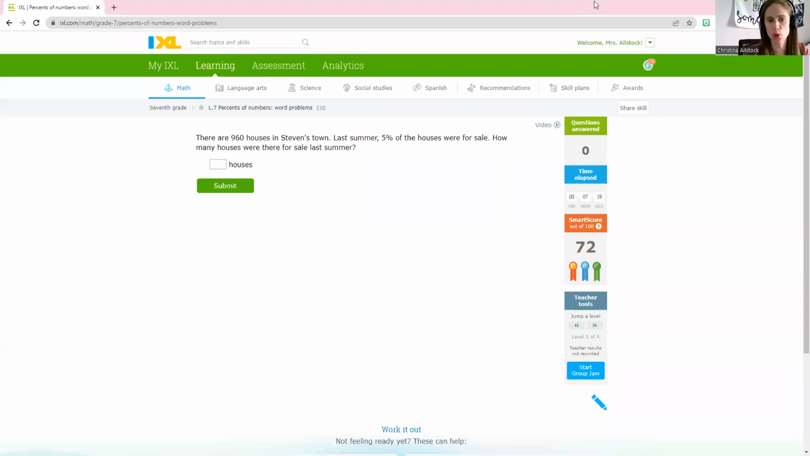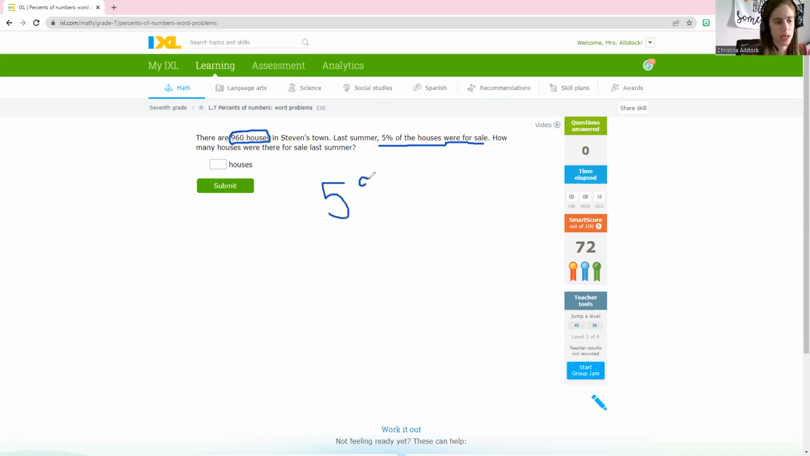All right, let's do one more example here together. And this is a really good one. It's a little different than others we've seen. Not much though. So there are 960 houses in Stephen's hometown. Last summer, 5% of the houses were for sale. How many houses were for sale last summer? So we have a total of 960 houses. 5% were for sale, and we want to know that exact number that were for sale. We want to know what 5% of 960 is.